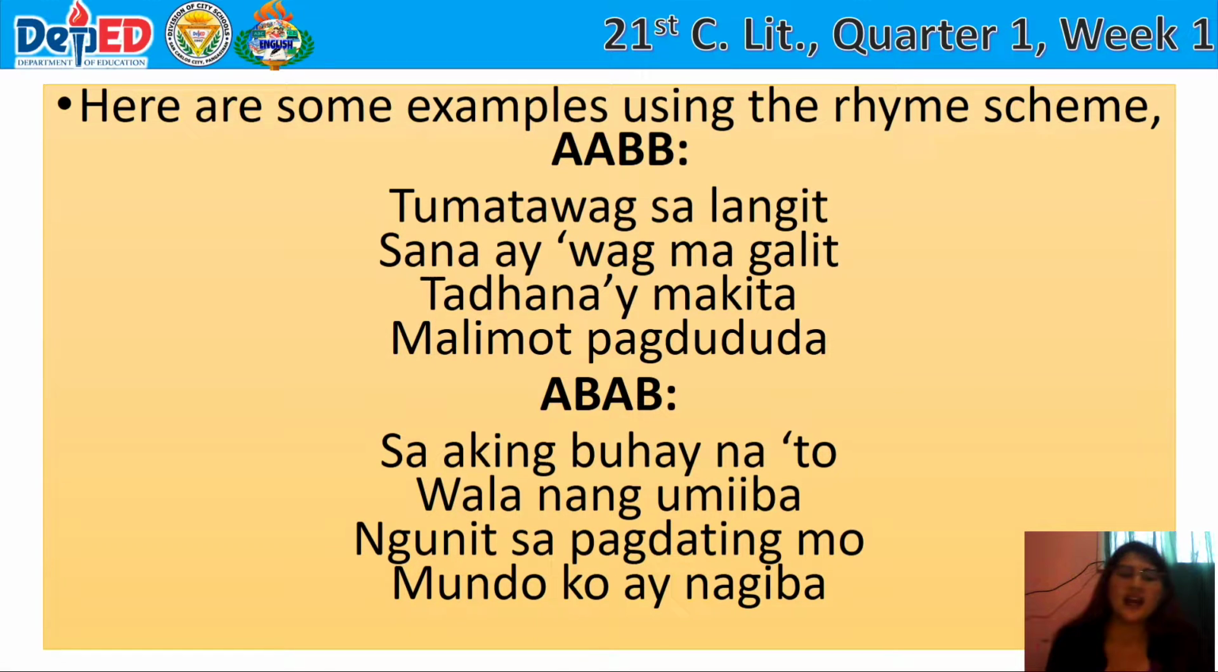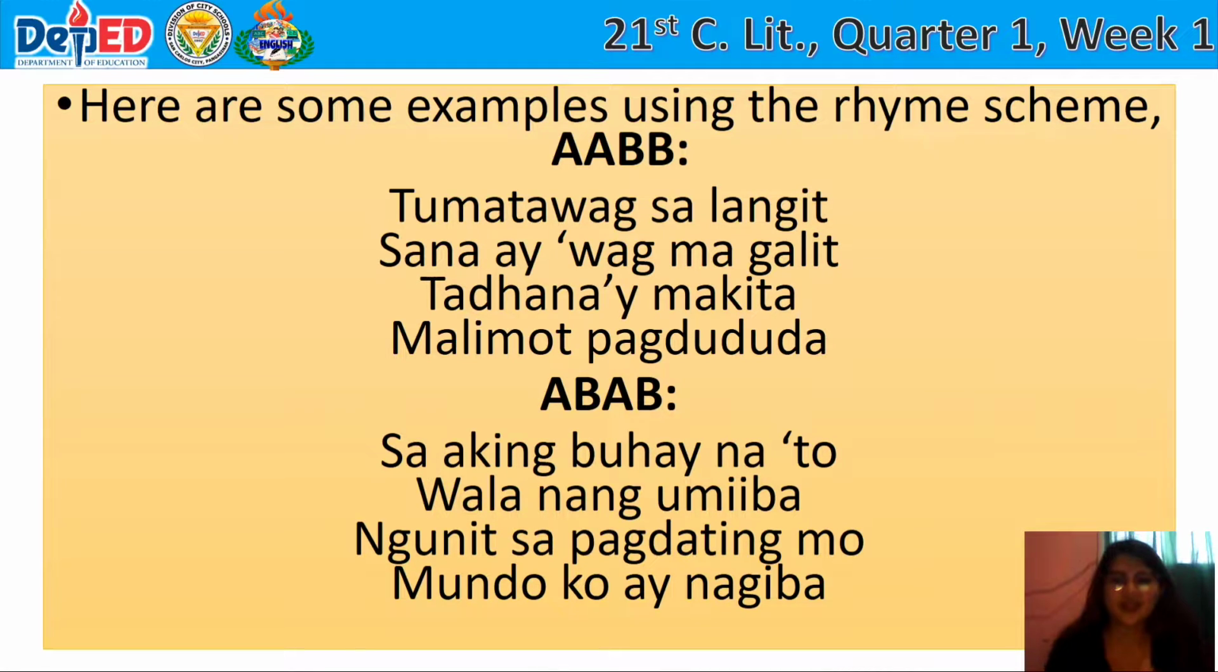Or if you want to interchange it, it can also be possible. You will apply the rhyming scheme ABAB. So, pinag-interchange lang po yan. Just like for example, "Sa aking buhay na to, wala nang iba. Ngunit sa pagdating mo, mundo ko ay nag-iba." As you can observe, they have just interchanged the places of the syllables. So, the similar syllables are the first and the third lines and the second and the fourth lines.